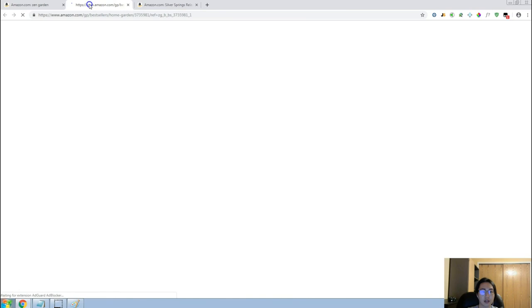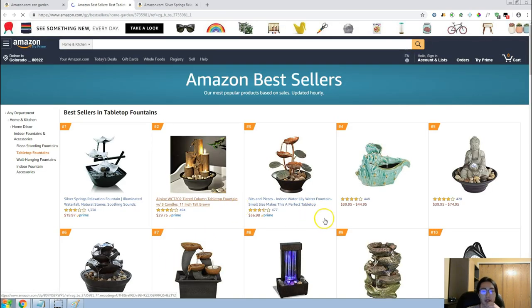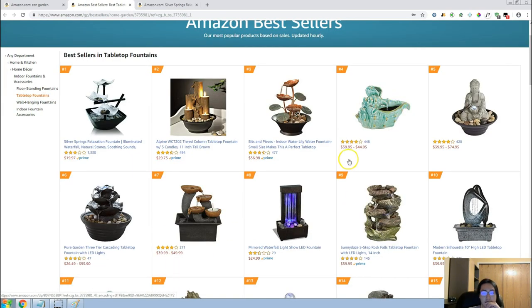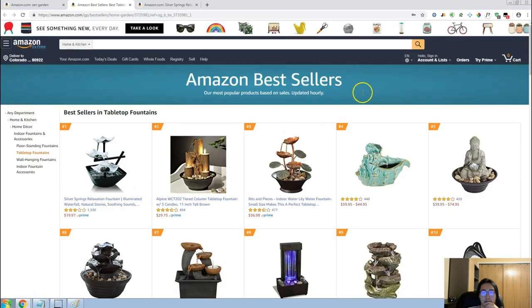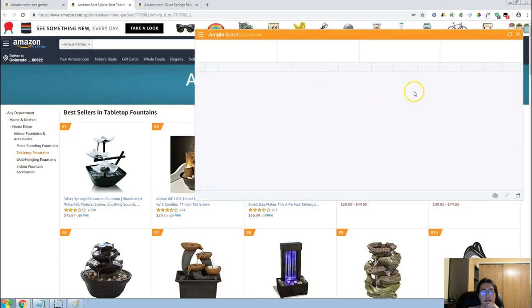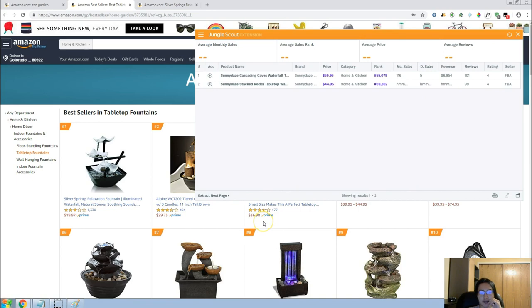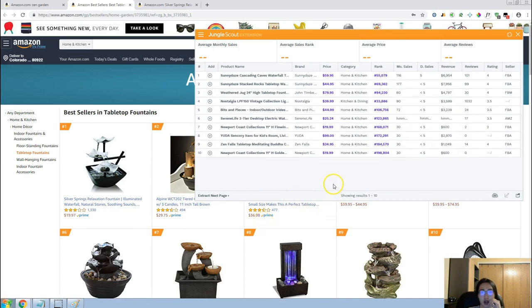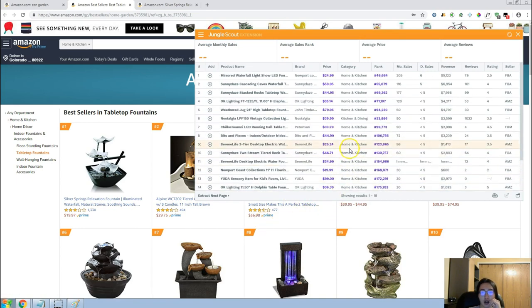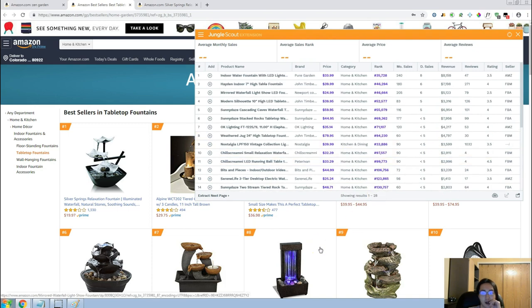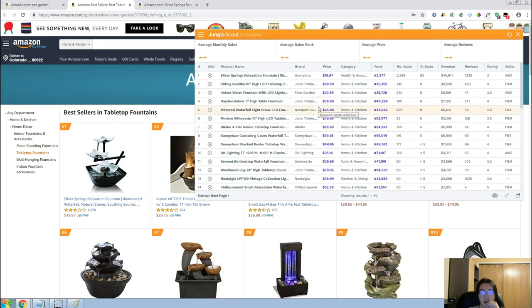Tabletop fountains. Interesting. I mean, this is Amazon's bestsellers. This is going to be big numbers. This isn't even a keyword. Okay, well, I lied.